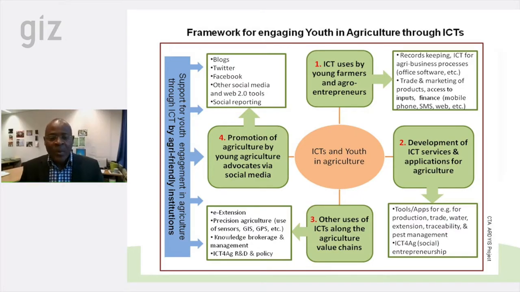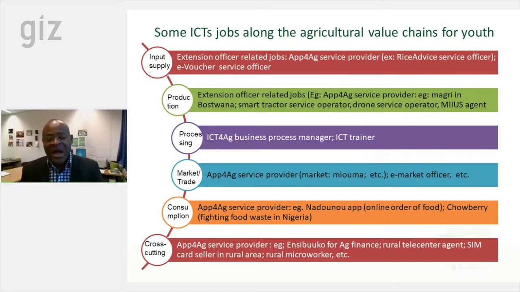And now, if we want to be maybe more specific, I've tried to look at examples of activities, examples of opportunities that we can have throughout the value chain. If you consider the input supply level, an example of jobs that we can have are related to extension officers. I want to give the example of a project that is being done in Senegal, through which an application called Rice Advice, that some of you may know, an application developed by Africa Rice, helps young people who are working in an organization called CIMA, the Centre d'exploitation des machines agricoles, so Centre for Exploitation of Agricultural Machines.